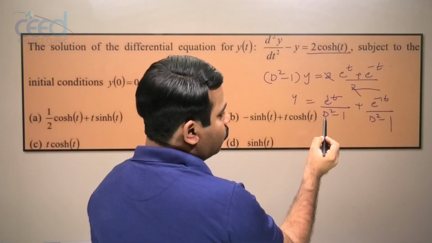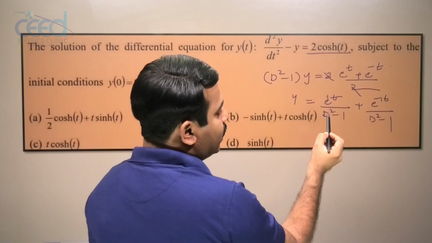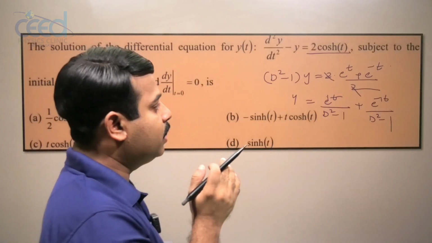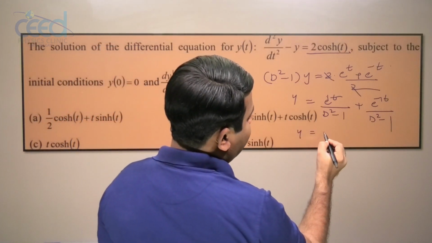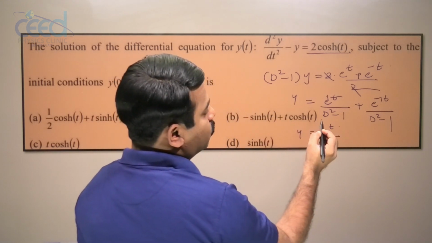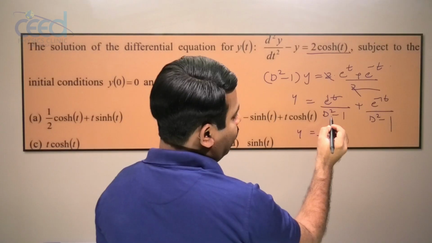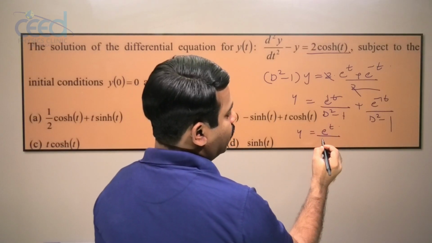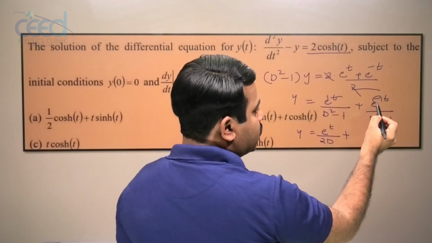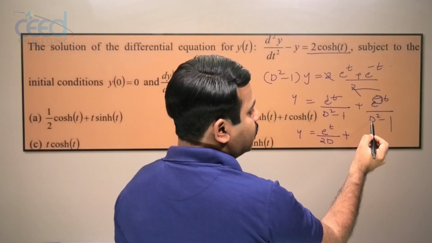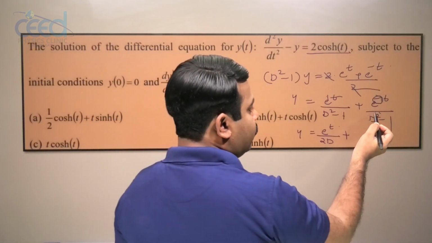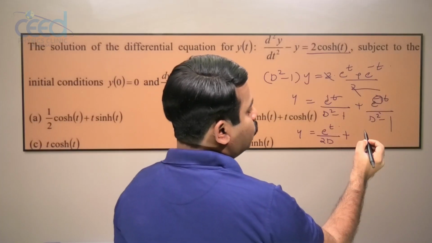Put this 1 instead of this D, then 1 minus 1 is 0, denominator 0. In such a case, what method have we studied? Y is e raised to t divided by the differentiation of this D square. So with respect to capital D, you differentiate the denominator, then 2D plus, here also put this coefficient minus 1, means minus 1 whole square minus 1, that is again 0. If the denominator is 0, what do we have to do?